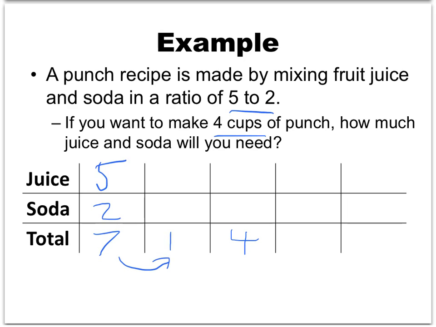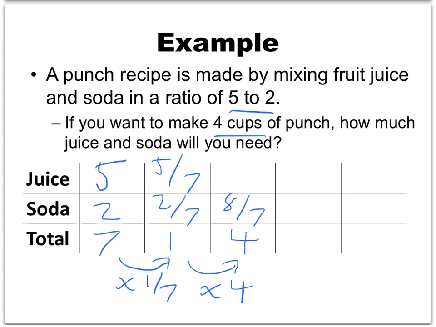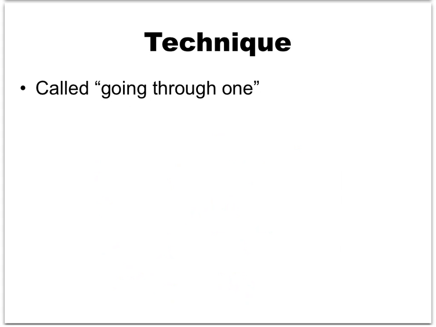So to go from a 7 to 1, let's multiply by 1/7. 2 times 1/7 is 2/7, and 5 times 1/7 is 5/7. And now to go from a 1 to a 4, let's multiply by 4. 2/7 times 4 is 8/7. 5/7 times 4 is 20/7. And so there's our answer. We're going to need 20/7 cups of juice and 8/7 cups of soda, and that'll make a total of 4 cups of punch. This technique that we're using here is called going through 1.